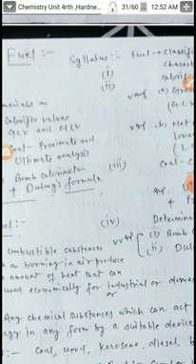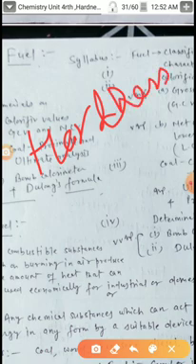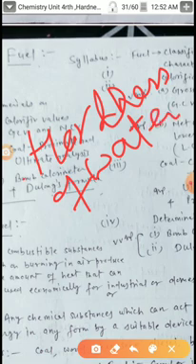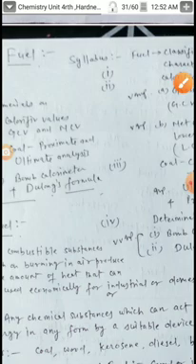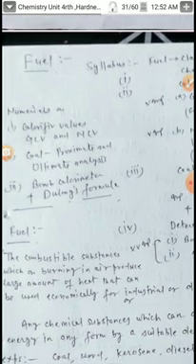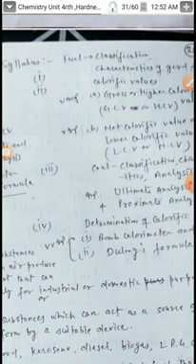unit 4 is divided into two parts. The first part concerns an important topic, the hardness of water. Further, the fourth unit is also divided into a second category, that is fuel. Fuel is an important topic in your syllabus. Let us start a new topic, fuel.